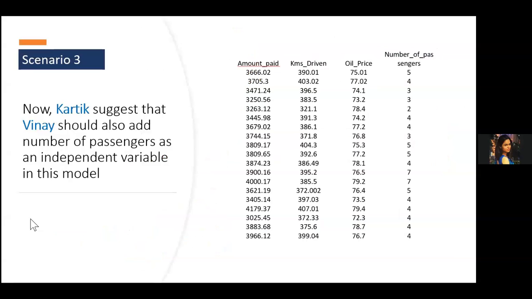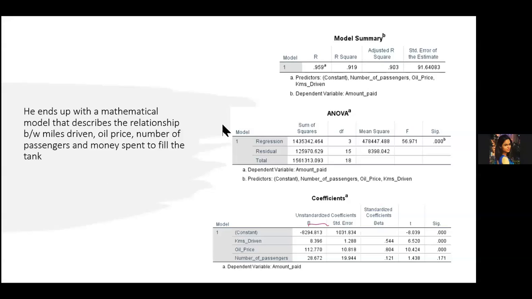Okay, तो third scenario आता है. Now Karthik suggests that Vinay should also add number of passengers as an independent variable in this model. Kilometers driven, oil price तो था ही. Number of passengers भी add कर देना चाहिए. Let's see अब क्या output आता है. And you have to tell me whether it's a good output or whether it's bad. What's the problem here? Okay, the model is significant, yes or no?